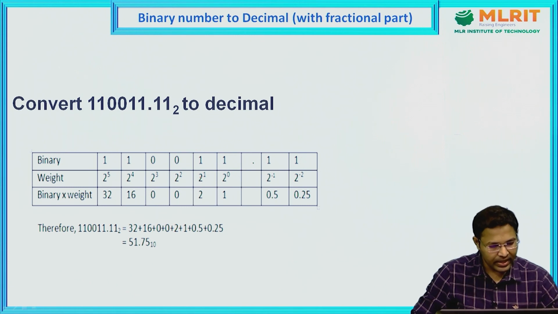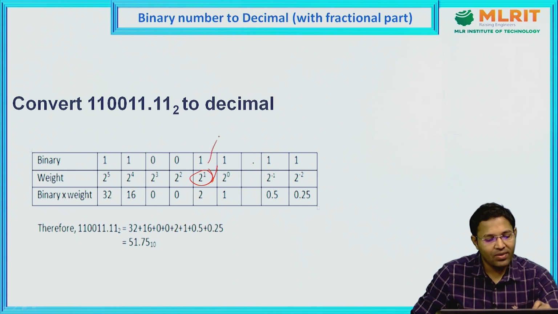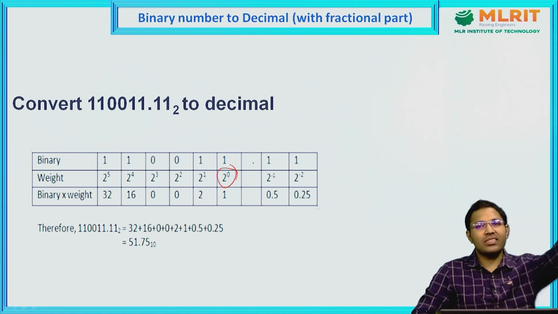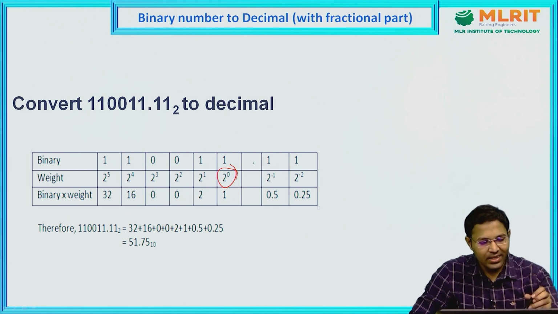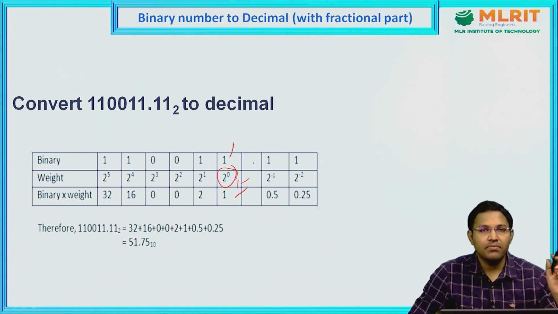Okay, right. Next, now 2 power 1 is 2, 2 into 1 gives us 2. Next, 2 power 0, anything power 0, you know it is 1. So this is 1, right, and 1 into 1 gives us 1.